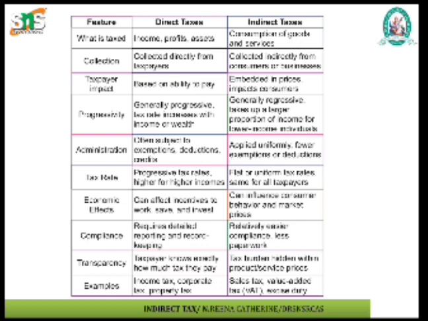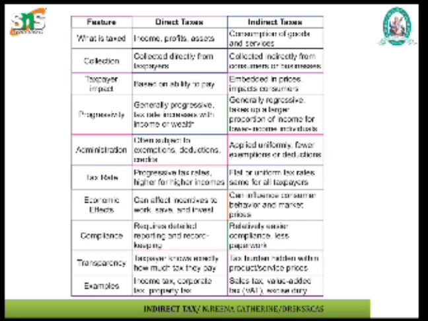Next one is taxpayer impact. In direct tax, it is based on ability to pay. In indirect tax, it is embedded in prices and always impacts consumers. Then the fourth one is progressivity. In direct tax, it is generally progressive; tax rates increase with income or wealth. In indirect tax, it is generally regressive, taking up a larger proportion of income for lower income individuals.